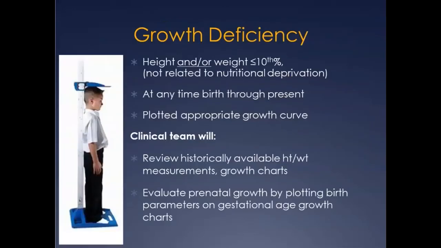So the next thing we look at is growth, and we're looking for growth including height or weight that is less than or equal to the 10th percentile. It can be any time starting at birth through the present, and that is plotted along an appropriate growth curve. So when a child is seen in a diagnostic clinic, we would typically look at height and weight measurements starting at birth and look at growth charts throughout their childhood. For babies that are born prematurely, it's important to look at prenatal growth by plotting their birth height and weight on a gestationally appropriate growth curve.